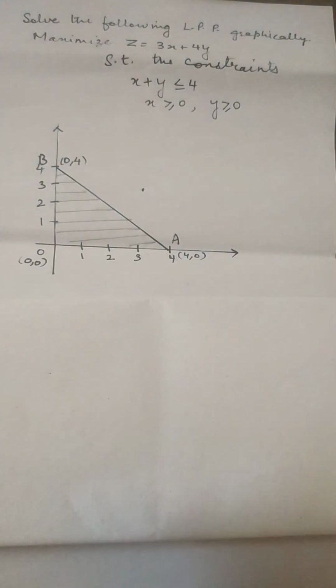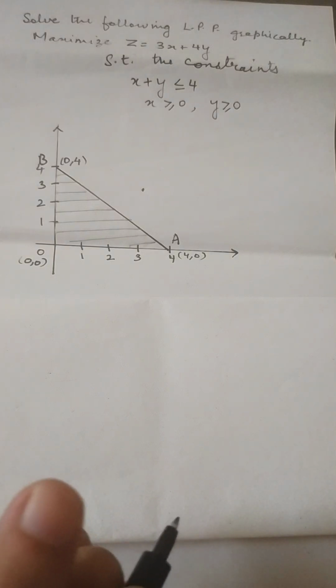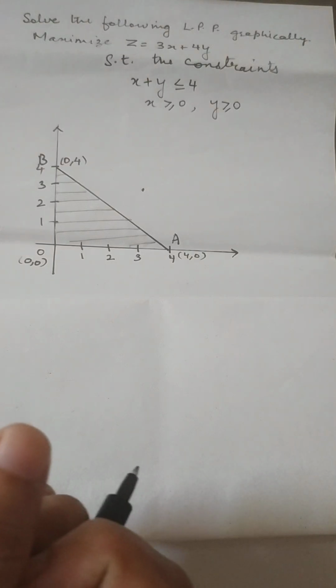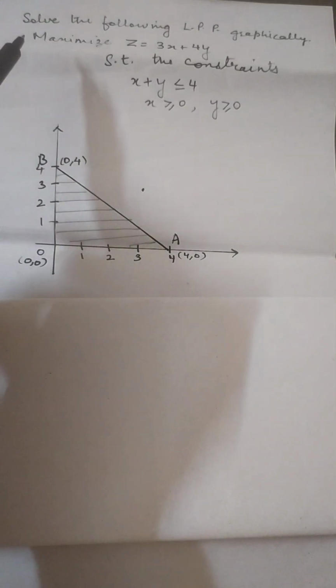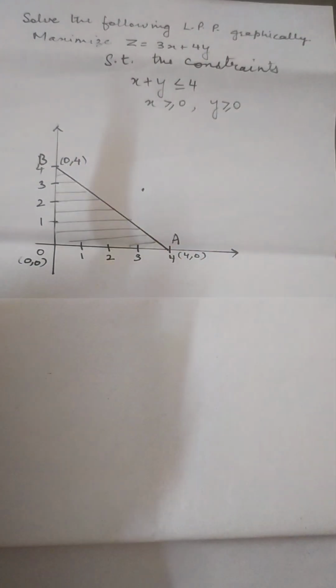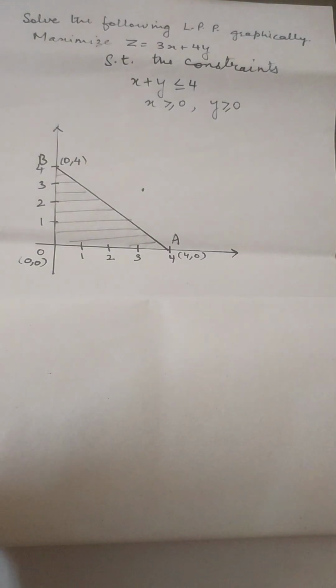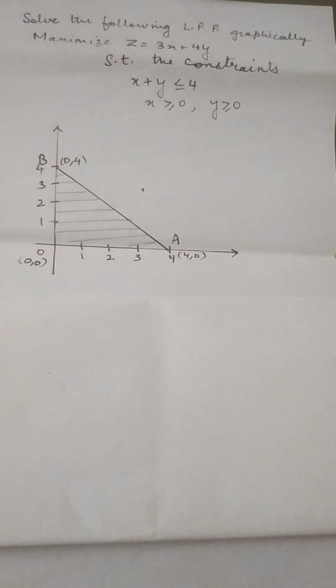Then next comes the optimal feasible solution. Now optimal feasible solution is any point in the feasible region that gives the optimal value. Now here we have to find the optimal value which is maximum value, that would be maximum. So in other question it would be minimum and in some question it may be maximum and minimum both. So those values would be the optimal solutions.